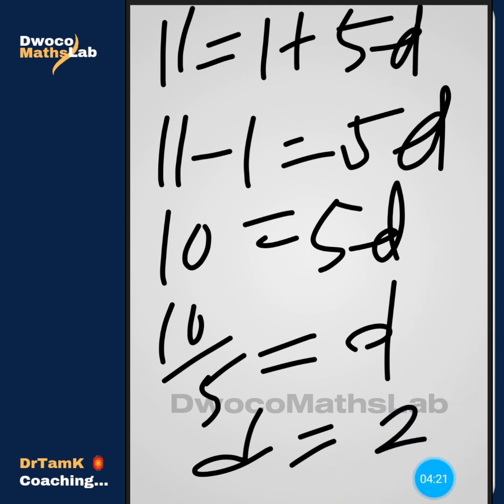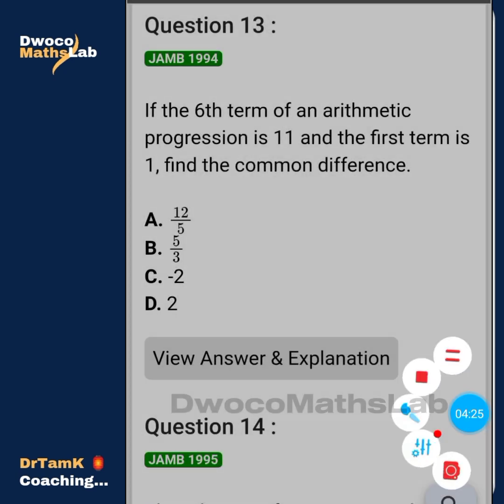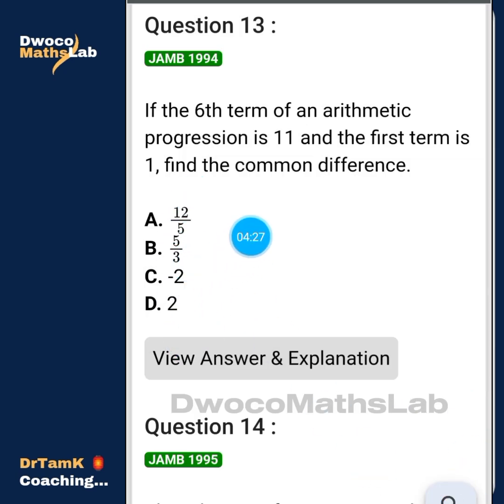Is it clear? We're going to take a look at our options to see if our answer is in there. Looking at the options, option A is 12 over 5, option B is 5 over 3, option C is minus 2, and option D is 2. Of course, option D is the correct answer for this question. Is it clear to you? If you have any question, please drop it. If you understand, say I understand.